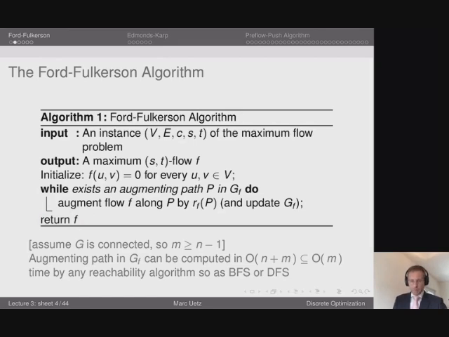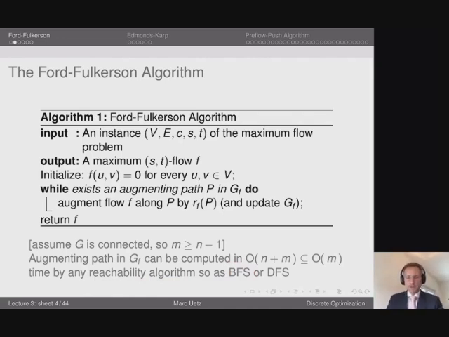Now let's assume, just for convenience, the graph is connected, so the number of edges is certainly at least n-1. Then I claim that finding an augmenting path in the residual graph in each iteration can be done in linear time. And linear time, since the graph is connected, can be written conveniently as order m, where m is the number of edges. How do we do that? Well, we can use any so-called reachability algorithm, for example breadth first search in the graph, which is known to be a linear time algorithm.